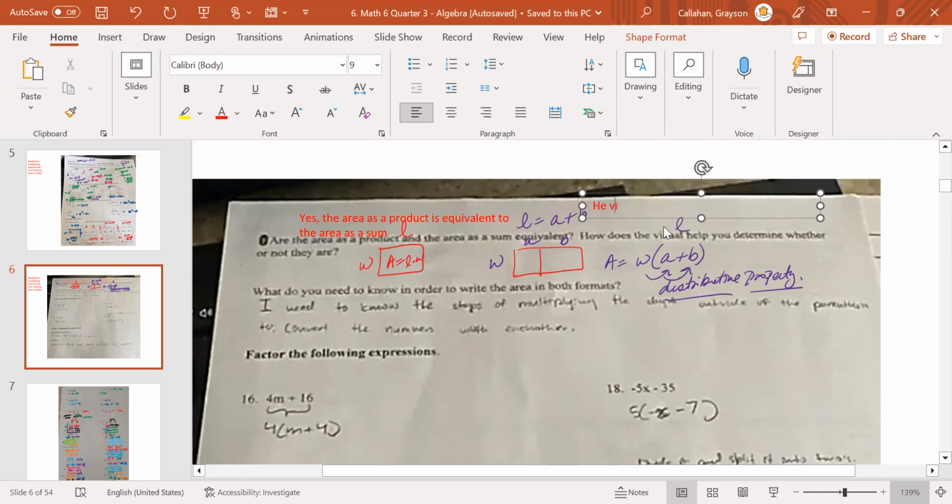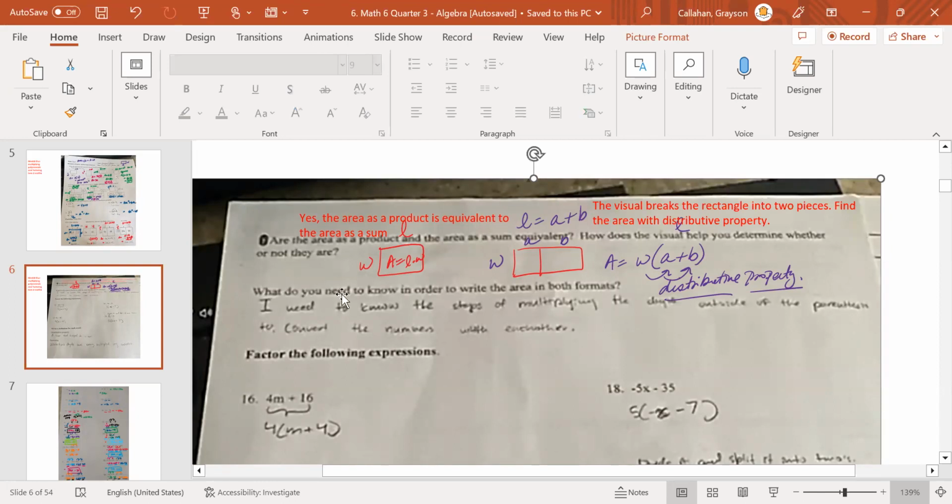You could say the visual breaks the rectangle into 2 pieces. And then from there, you could just say, find the area with what property? Property, okay? So there's your second question.